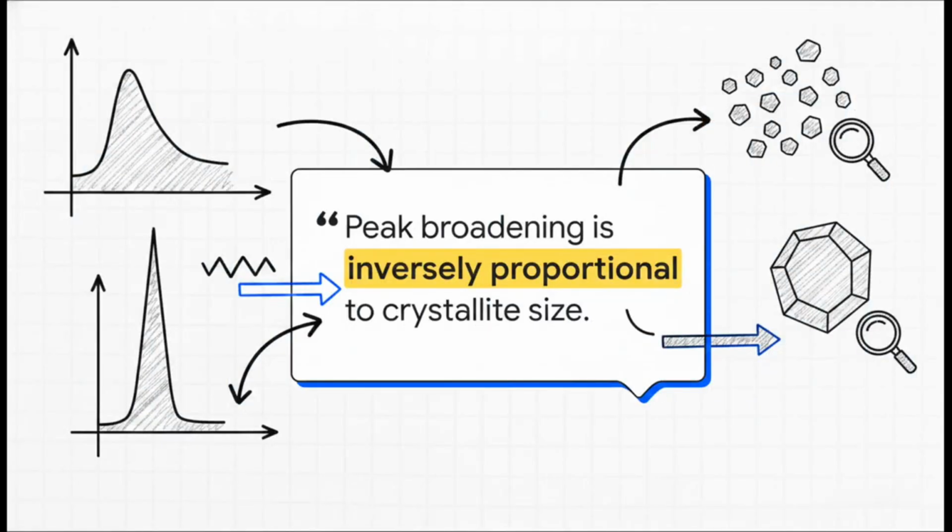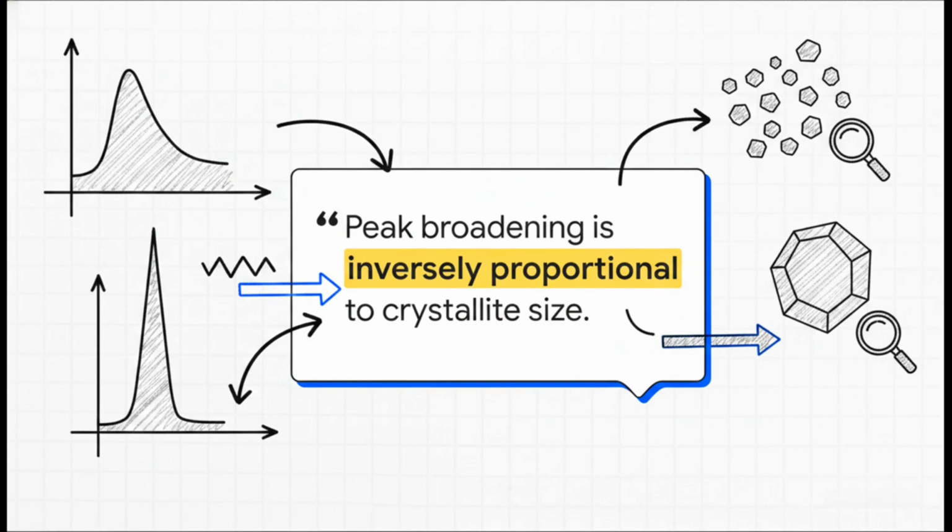So, if you take away one golden rule of XRD interpretation today, let it be this. Peak broadening is inversely proportional to crystallite size. The wider the peak on your screen, the smaller the actual crystallite is under the microscope. It's this perfectly inverse relationship that allows us to measure things on the nanoscale simply by looking at how fat a line is on a graph.